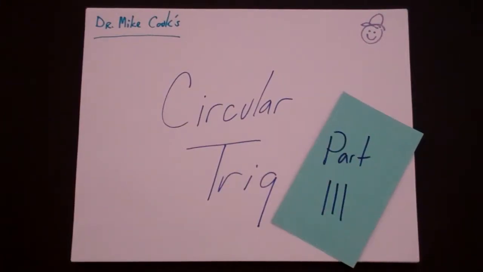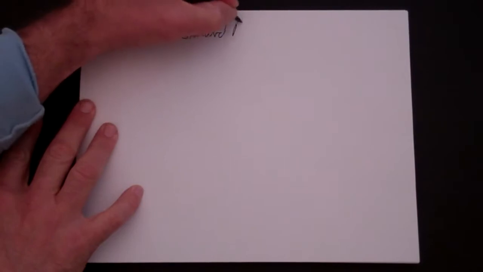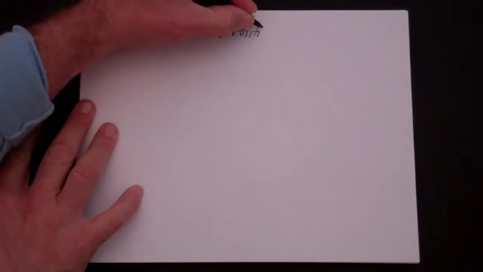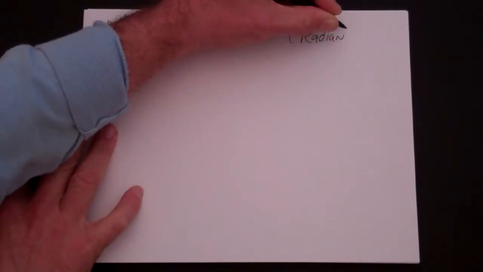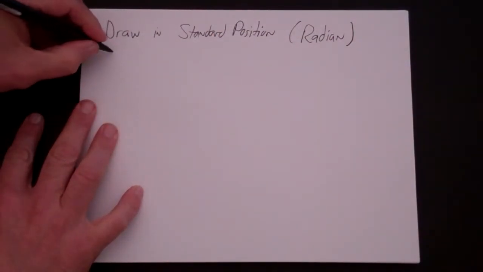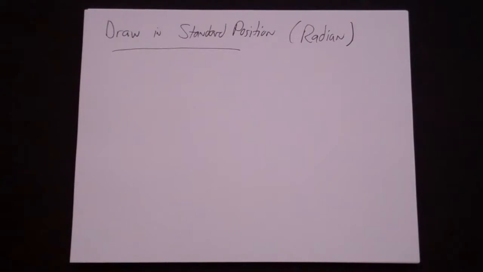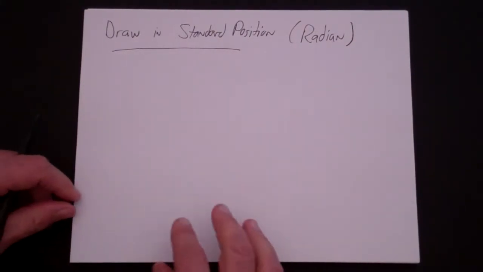This is the third in a series of videos on circular trig. And in this one we want to draw angles in standard position just like we did in the previous video, but now we're going to do it in radians. There's actually two different ways to do this, and it doesn't matter which way you do it. One way is to do it in radians directly, and the second way is simply to change it to degrees. And after you change it to degrees, graph that one.